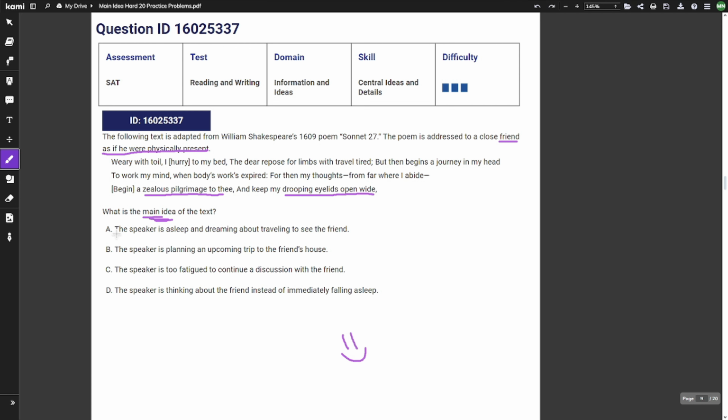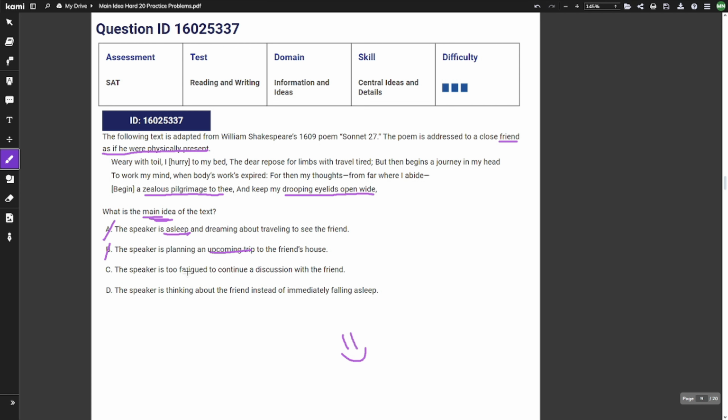Alright, here, the speaker is not asleep. Here it says that his eyelids are open wide, so he's not asleep, which means A is not our answer. B, he's planning an upcoming trip. No, I mean, he's thinking of having a little pilgrimage there, but he's not actually planning to go there.